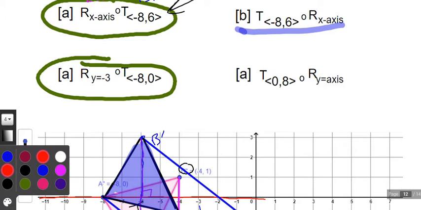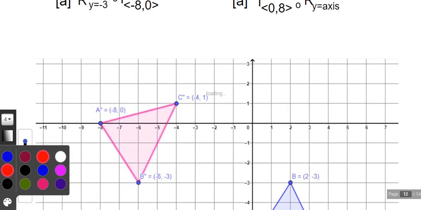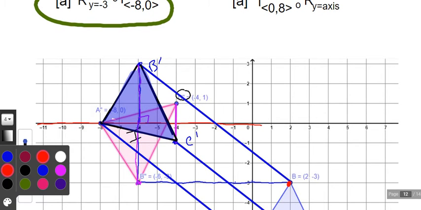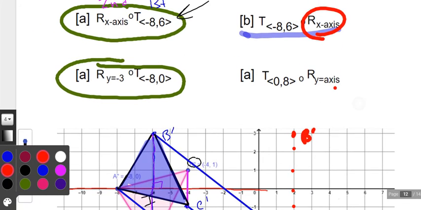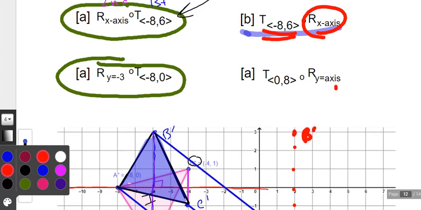So this is what's supposed to happen first: reflection over the x-axis. So if I take point B and reflect it over the x-axis, that's where B prime is going to be. And then this says to translate left 8, up 6. So we travel left 8, 1, 2, 3, 4, 5, 6, 7, 8, and then up 6. We end up way off the grid.